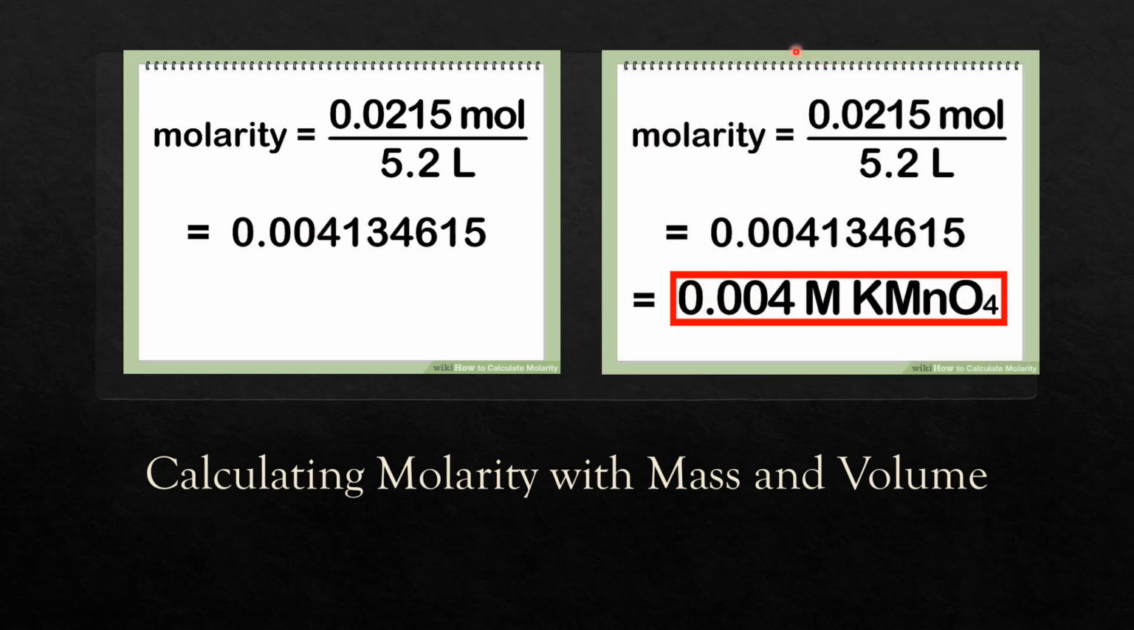We are now going to round off our number to the nearest 3 decimal places, and we are going to use the unit M, capital letter M, and we also need to indicate our chemical compound, that is potassium permanganate. So that is 0.004 M of potassium permanganate. So that is our molarity.